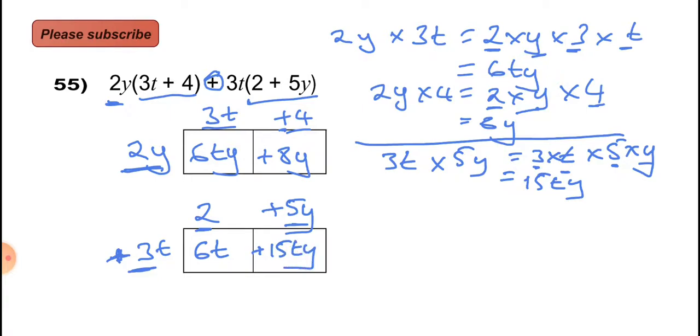Now with positive numbers, the signs are not really that important, but when it's negative numbers, those signs will be vital.